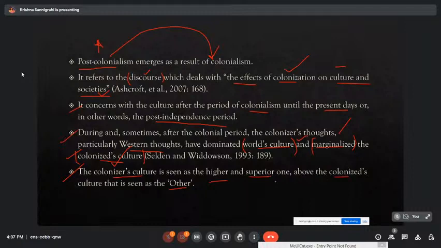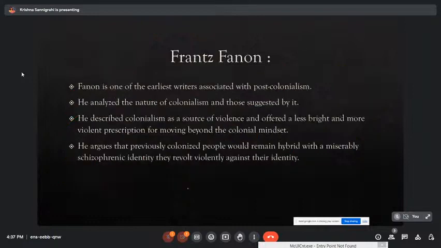So the people who are colonized, who have become the colonies, their culture is seen as the other. So there is an othering of the ideas of these people who are the colonized. One of the important theorists is Frantz Fanon. He is one of the earliest writers associated with post-colonialism. He analyzed the nature of colonialism and the attitudes suggested by it.